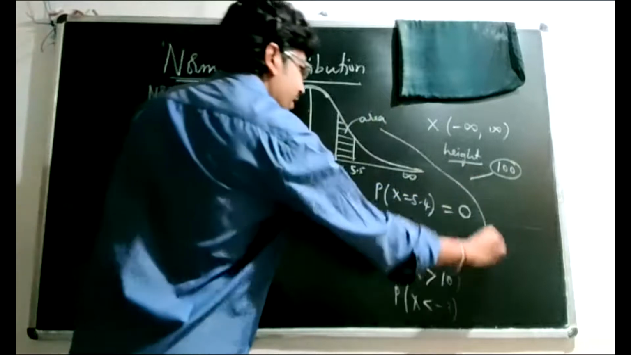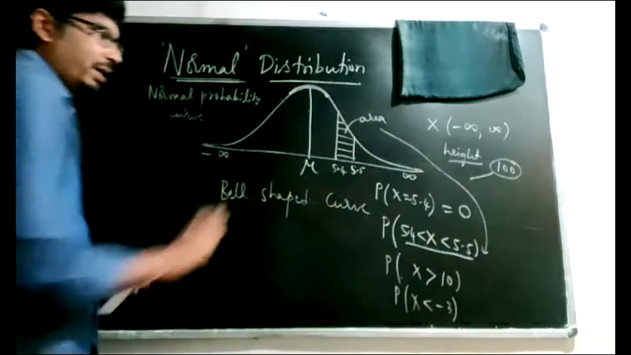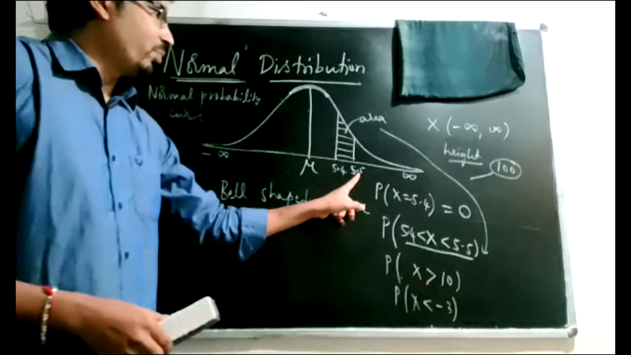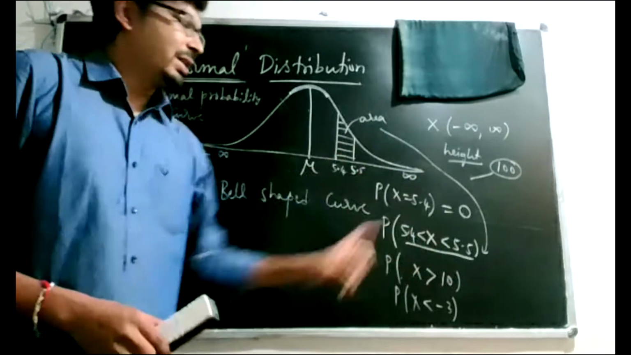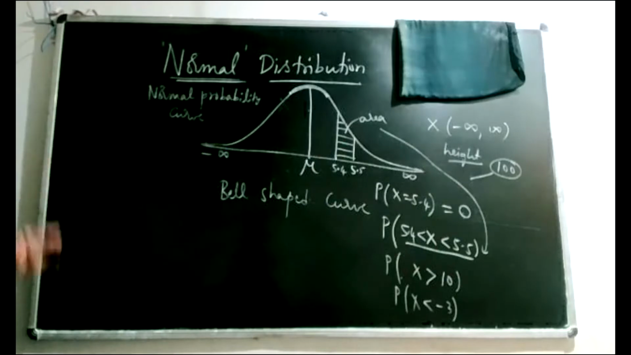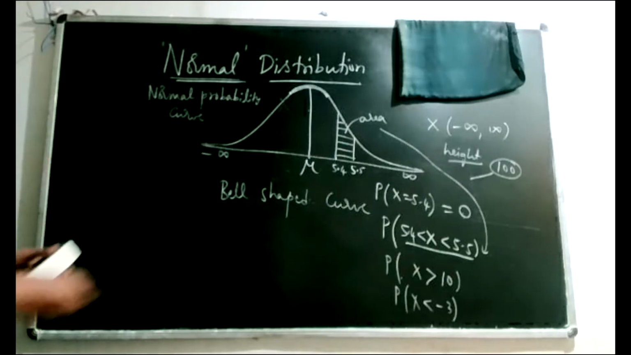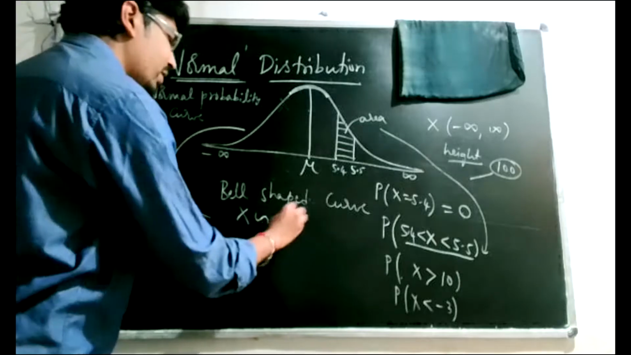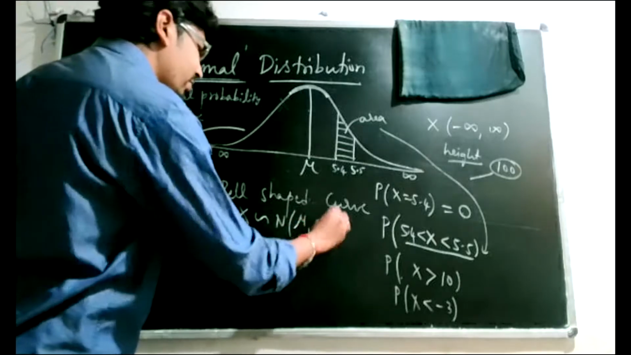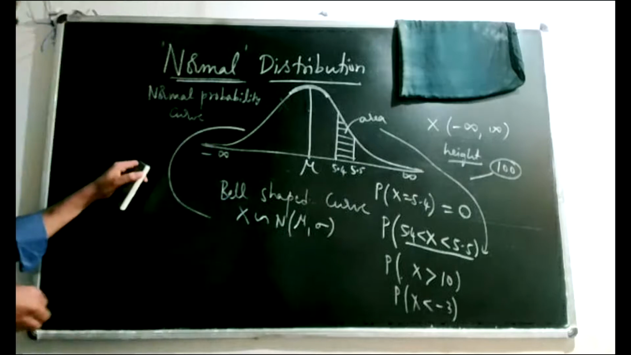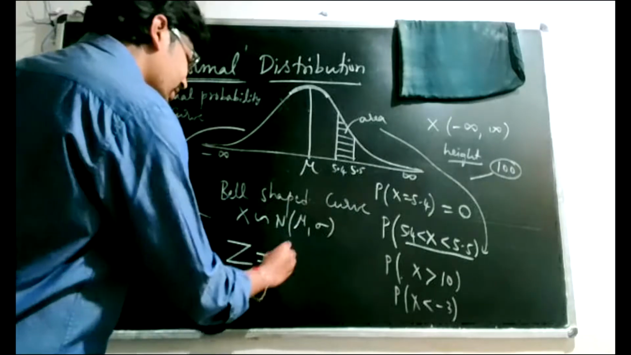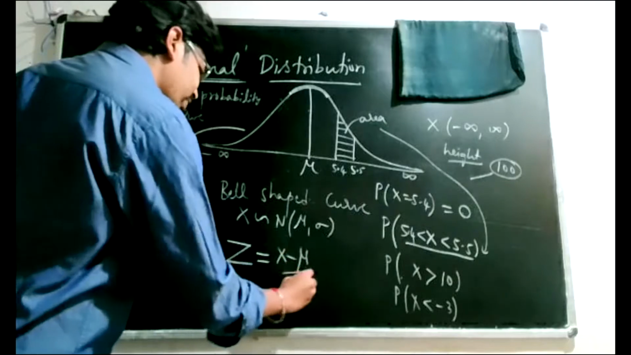So whatever area you observe under the normal curve from this value, say 5.4 to 5.5, is itself a probability. Now the question is how to obtain this area or probability. As said, if you have your x which follows a normal distribution with mean mu and some deviation sigma, you can always convert that into z, which is defined as x minus mu by sigma.